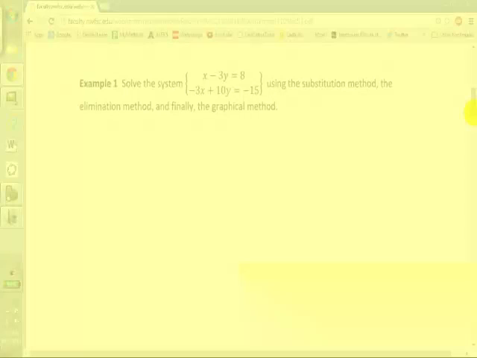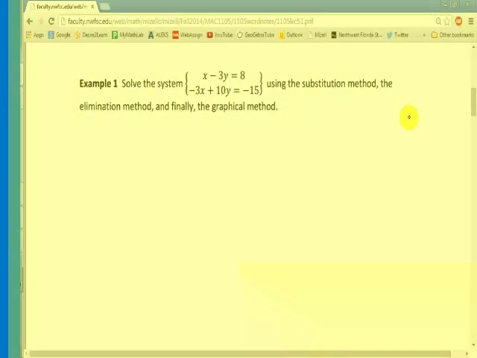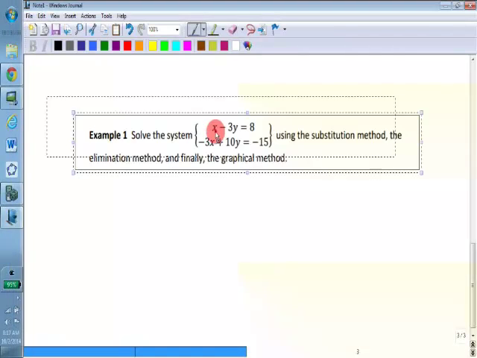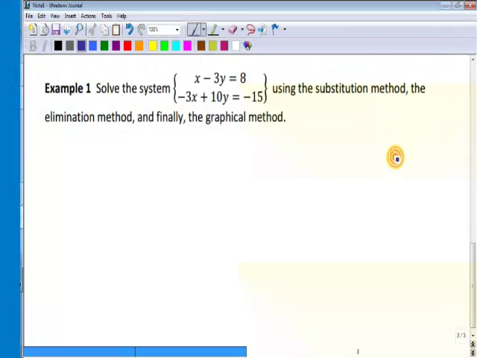Example 1. Okay. Going to throw 3 rocks at the same bird here. Take this system and solve it 3 different ways. I'm going to solve it using the substitution method, solve it using the elimination method, and then finally solve it using a graphical method. I'm pretty sure this is case 1, although it's a close one.